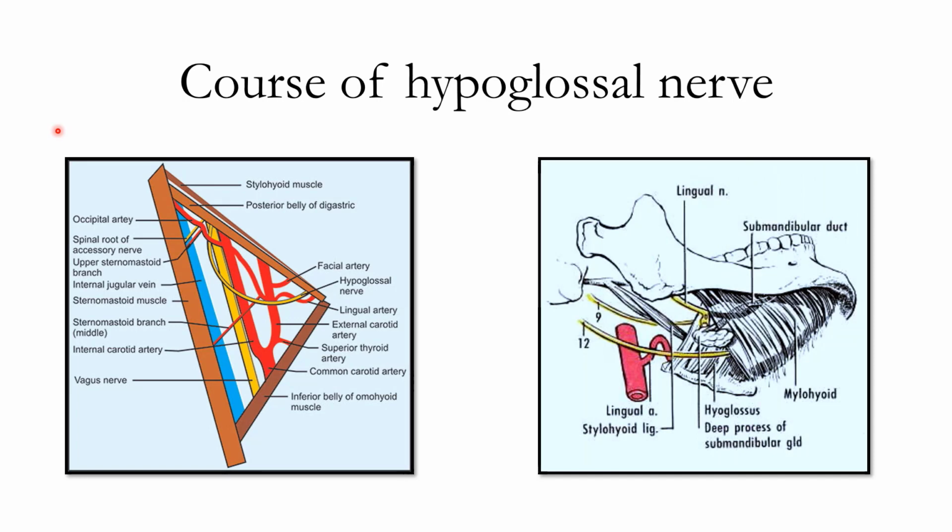This is course of hypoglossal nerve in digastric triangle. Once it enters anterior to the lingual artery, which is here, it is entering into digastric triangle. It lies superficial to hyoglossus muscle and takes entry deep to mylohyoid. After reaching the lower part of the base of tongue, it supplies all the muscles of tongue except palatoglossus.